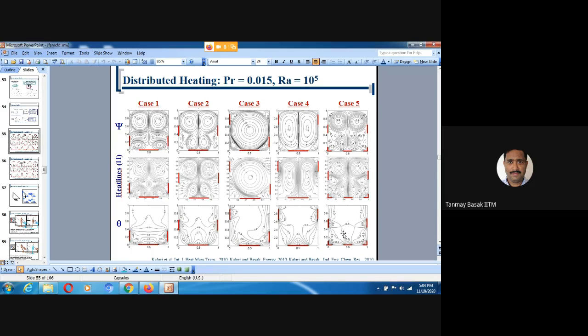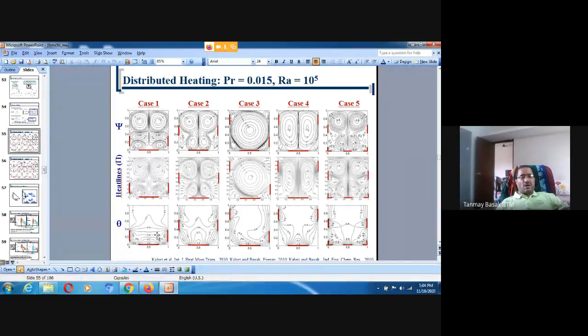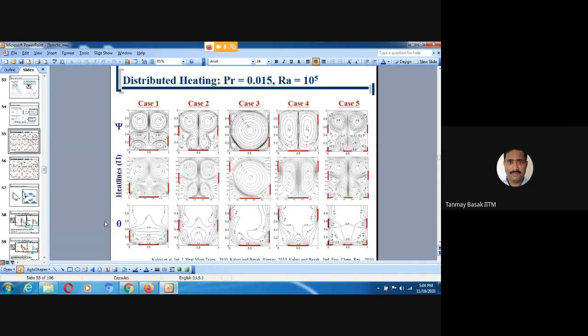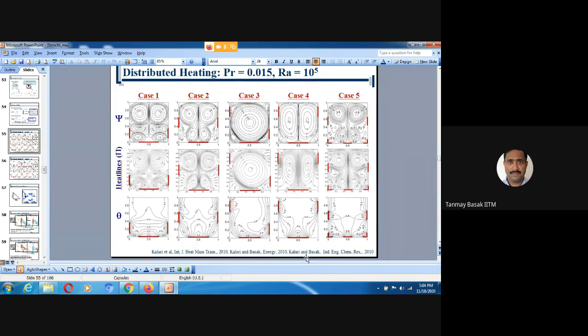So here I am showing the results for the distributed heating, and we can see the streamline. I have highlighted heat lines by pi, and temperature by theta. This work was published in International Journal of Heat and Mass Transfer and Energy, and of course some of the works have been published in INDC research.